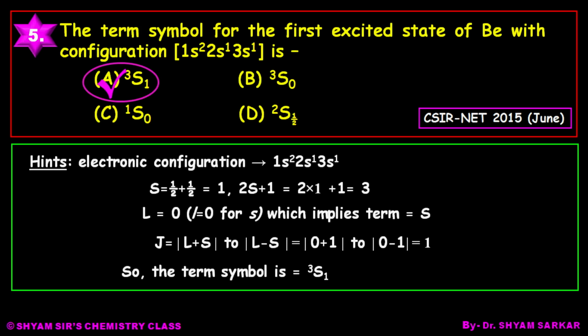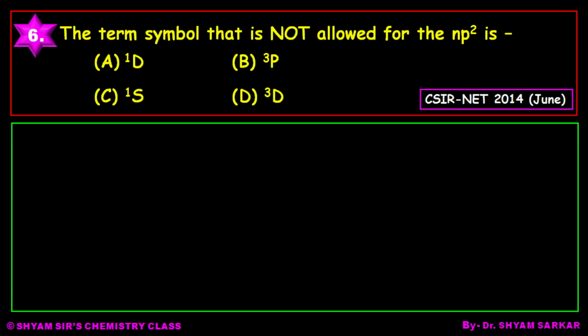Okay, next question. The term symbol that is not allowed for np2 is... see, not allowed. You have to read the question very clearly: not. The 4 options are here. Let us see the answer. Here you have to do back calculation. Back calculation means for 1D, what will be the electronic configuration, or the arrangement of electrons in the orbitals. Let us see for 1D.